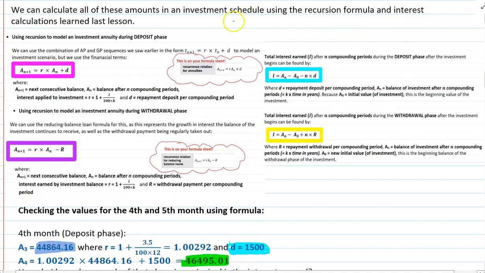Like I said, all of these formula come from what we've looked at in previous lessons using recursion formula and interest calculations we've learned. So just as a quick recap, these were the formula that we covered. So have a quick read over those to refresh your memories if you need to press pause.